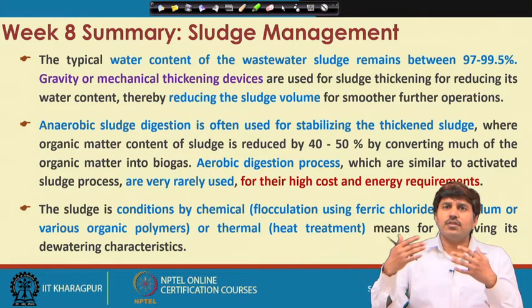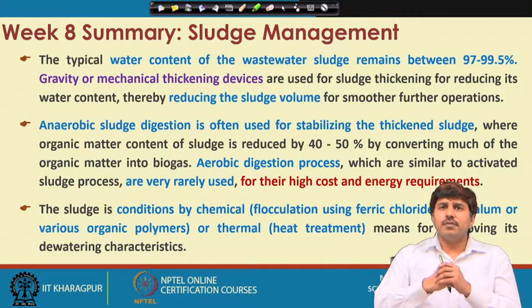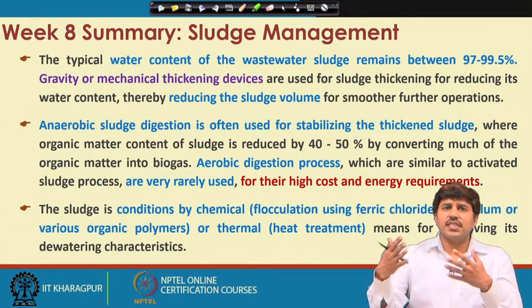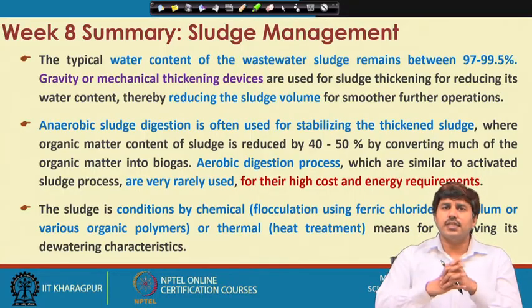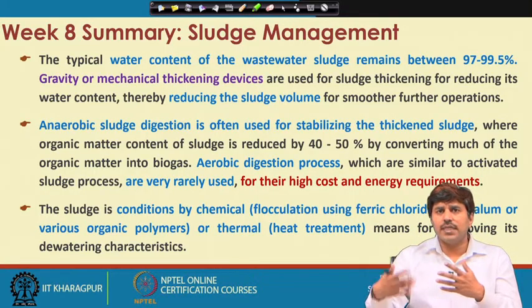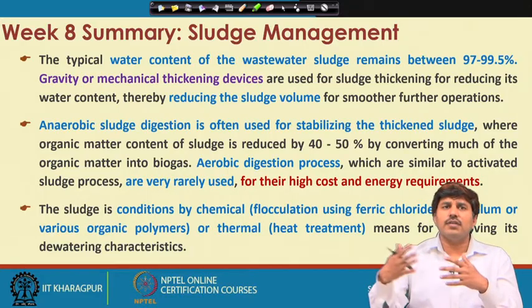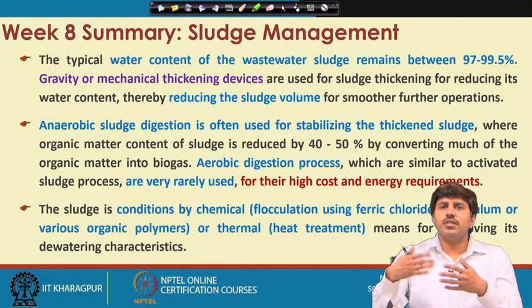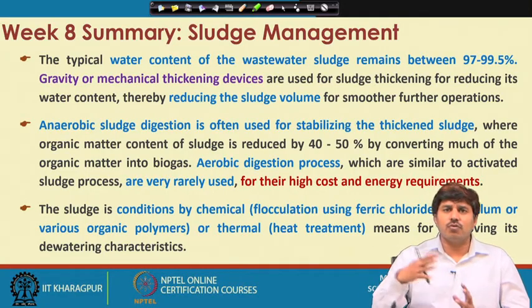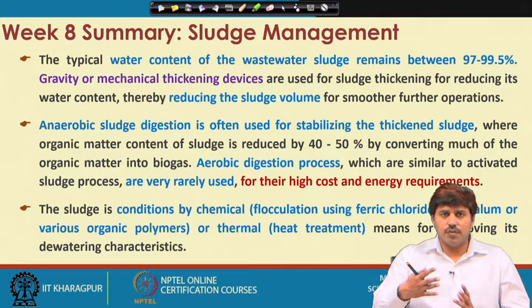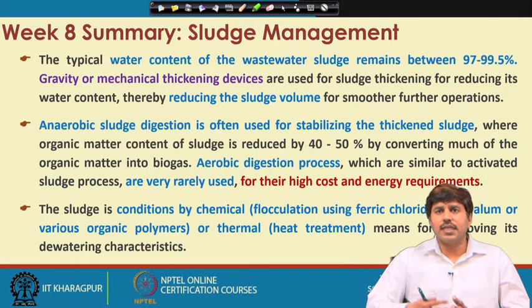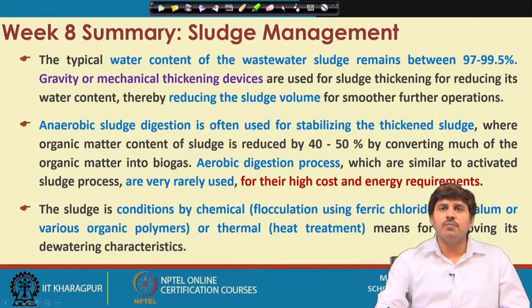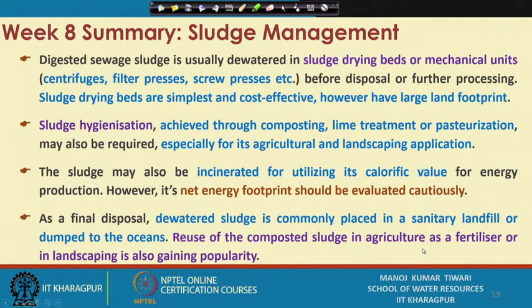The next step is usually conditioning, which is optional. For better dewatering characteristics, sludge is conditioned, and this conditioning can be done by adding chemicals. So, flocculants using ferric chloride or alum or various organic polymers are used, or thermal or heat treatment is used, but the heat treatment is far more costly, and the other way we have a higher chemical footprint. So, we have to make a choice as to which one is the better option for conditioning, that is done for improving the dewaterability of the sludge.